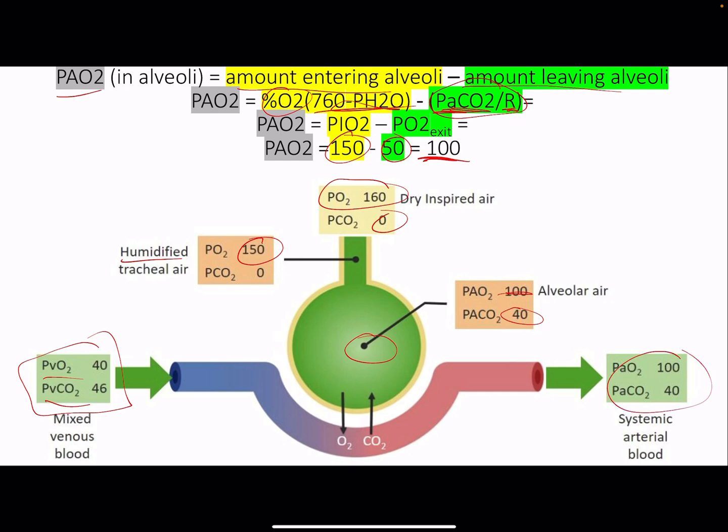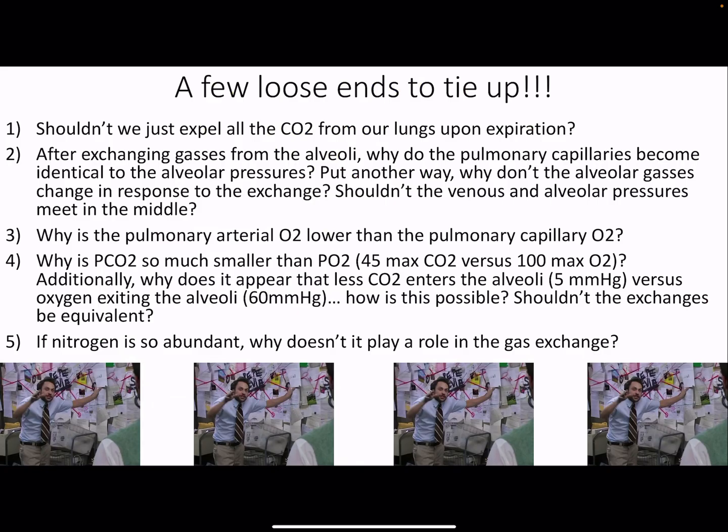We picked up a bunch of oxygen. We dumped off a little bit of the CO2, going from 46 to 40. It's actually the arterial oxygen is usually going to go a little bit lower. It's going to go to 95, which is weird, which we will talk about right now.